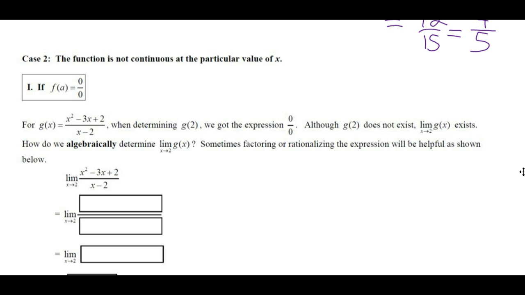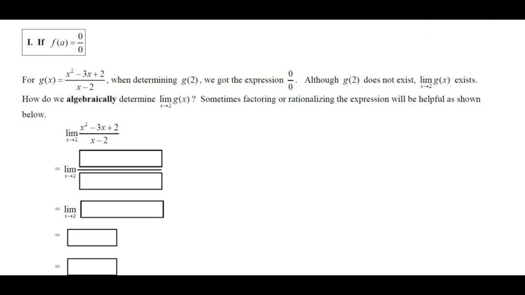So for g of x, when determining g of 2, we got the expression 0 over 0. Although g of 2 does not exist, the limit as x approaches 2 of g of x does exist. How do we algebraically determine the limit? Sometimes factoring or rationalizing the expression will be helpful, as shown below.